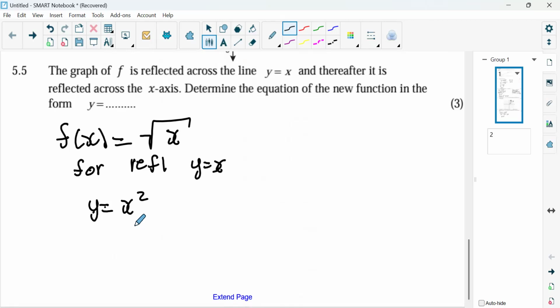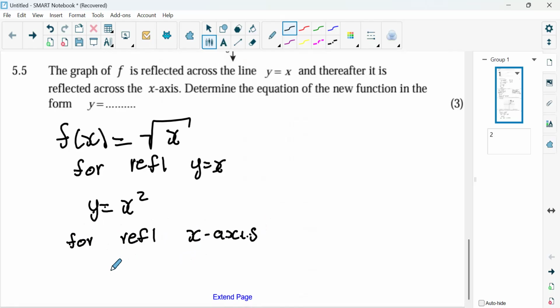Now, the next one is the next chain, for reflection by the x-axis. When you reflect something by the x-axis, we should know the rules by now. For reflection by the x-axis, the x remains the same. Again, we're reflecting by the x-axis, so x remains the same.